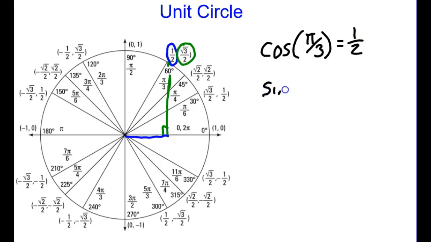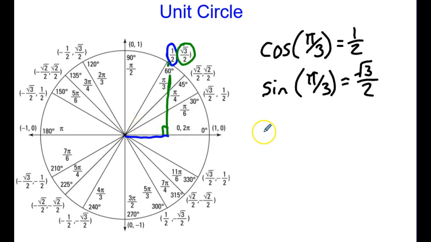If I'm looking for the sine of pi over 3, that is equal to the y value of this triangle that's created, which we know is radical 3 over 2. So cosine refers to the x value, sine refers to the y value. That is something you simply have to remember. Cosine refers to x, sine refers to y when we're dealing with these right triangles on the unit circle.